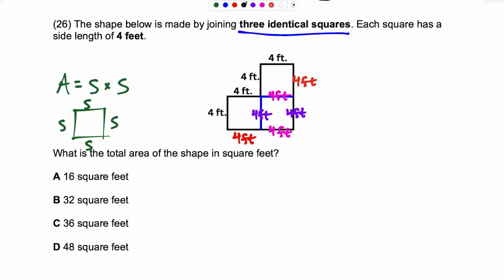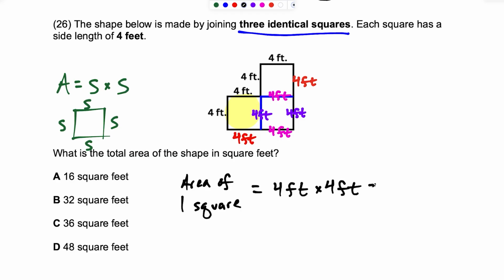So what I want to do for this one is I'm going to find the area of one square first. Okay, and the area of one of the squares, let's say I find the area of this square over here. What I'm going to do is I'm going to do the side times side. So I'm doing 4 feet times 4 feet. And when I multiply this out, I'm doing 4 times 4 is 16. And then feet times feet gives us square feet. Okay, so that's where the square feet is coming from.